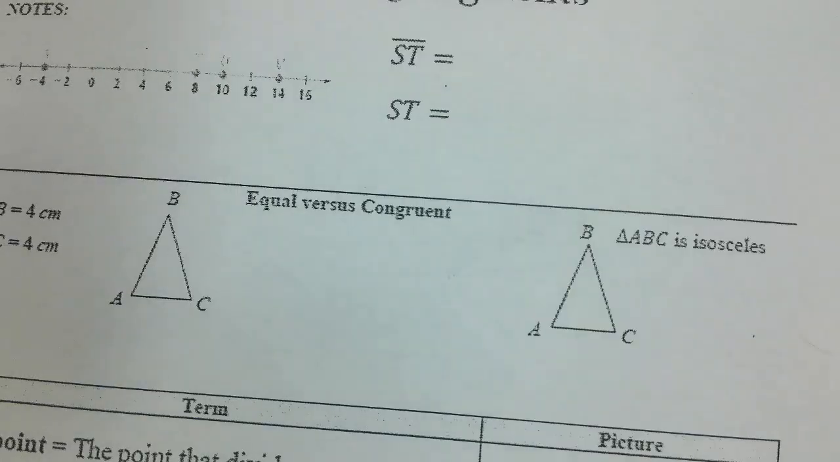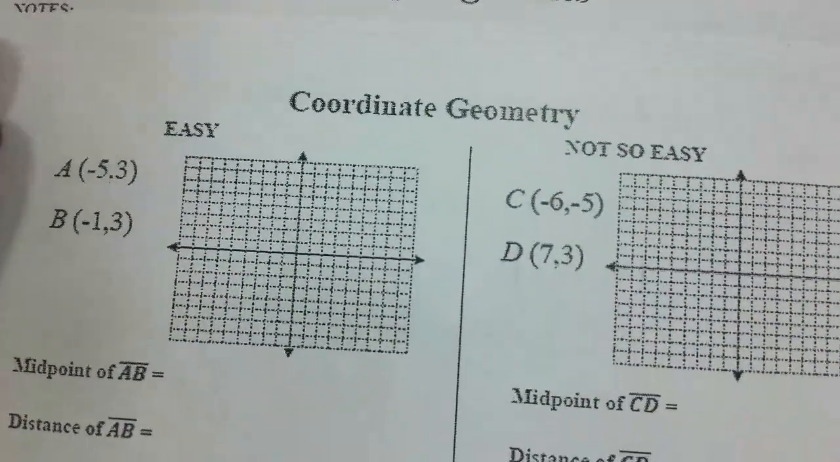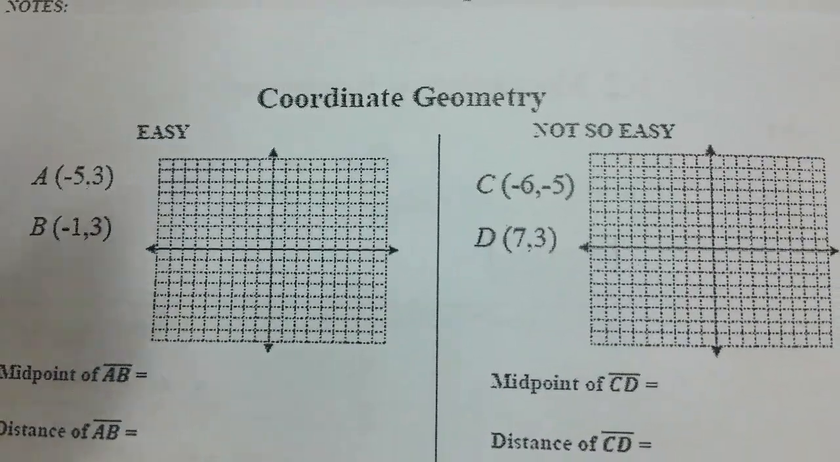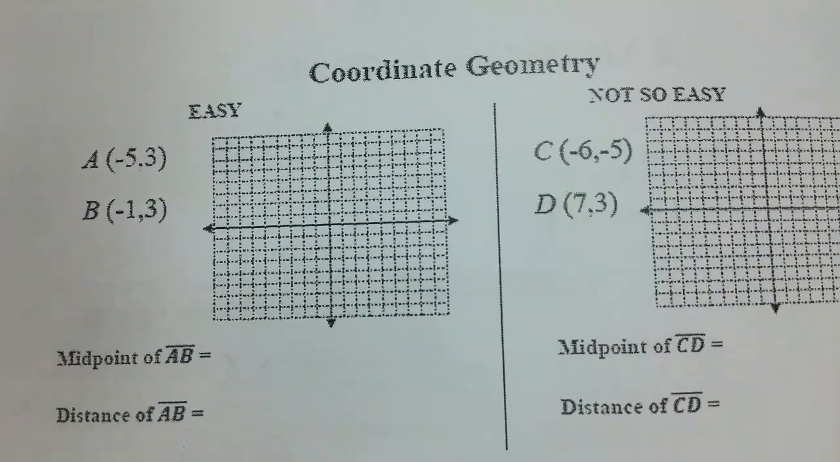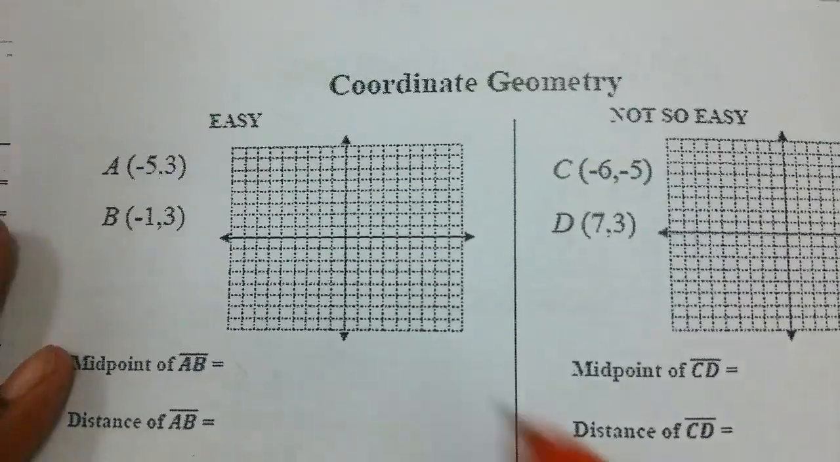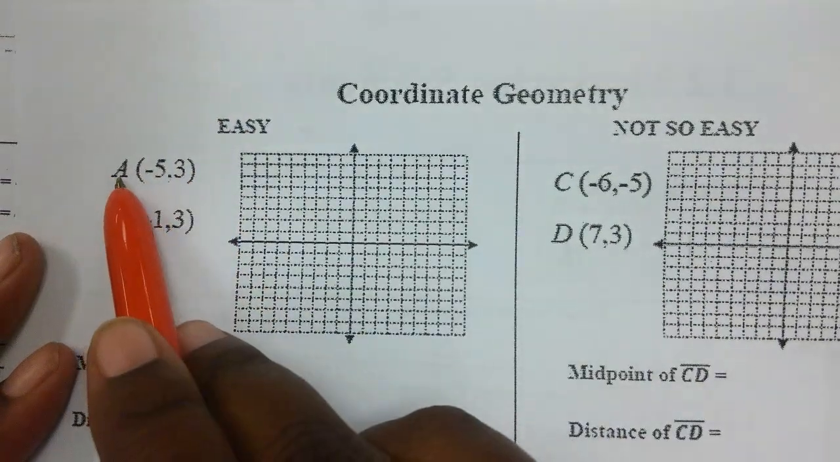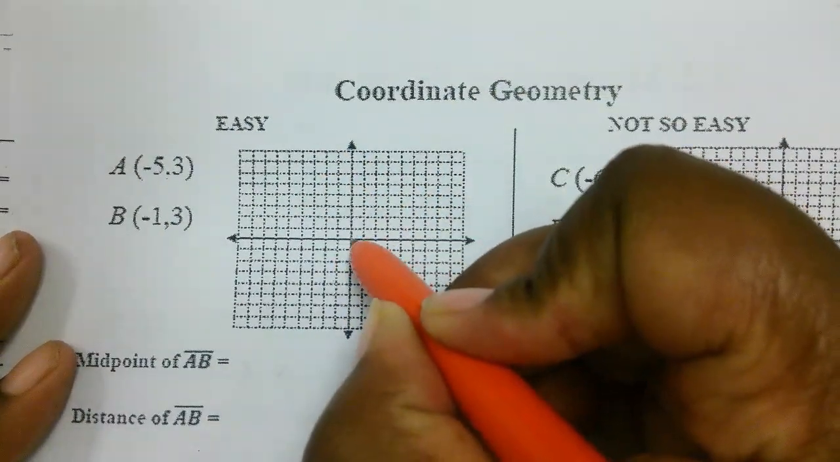Now we'll turn to the back. On the back, I'm doing something similar where we're finding midpoint and distance. The only thing is, now we're using the coordinate plane. So with our coordinate plane, we're going to have to graph it. That's why it's coordinate geometry. We're graphing it. So again, as a reminder, if I'm graphing A, I start at my origin.